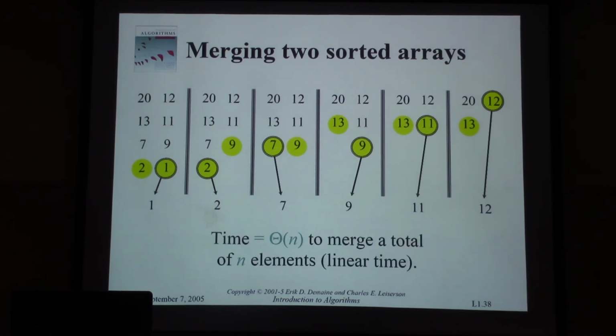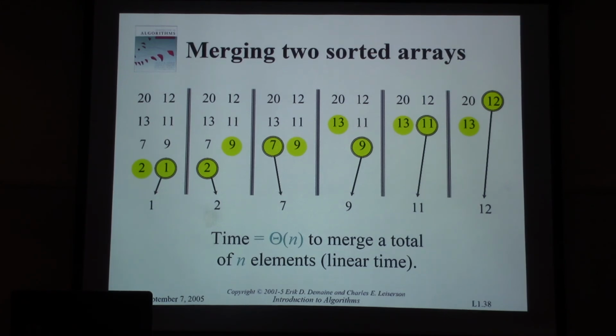So the time, notice that it's basically theta n to merge. Theta n to merge. Why n? Well, basically, it's 8 elements, right? So you're doing comparison, take 1. Comparison, take 1. Comparison, take 1. Roughly speaking, how many comparisons can you expect? In the worst case, about n comparisons.